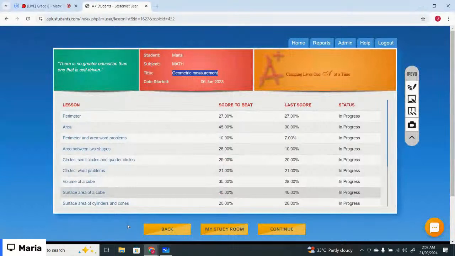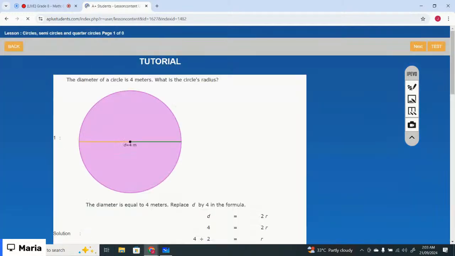Here I am on grade 8 math. The chapter we're on right now is geometric measurement. Let's start with the lesson, that is circles, semicircles, and quarter circles. The diameter of a circle is 4 meters. What is the circle's radius? So we are given the diameter of the circle is 4 meters. We need to find the radius of the circle.